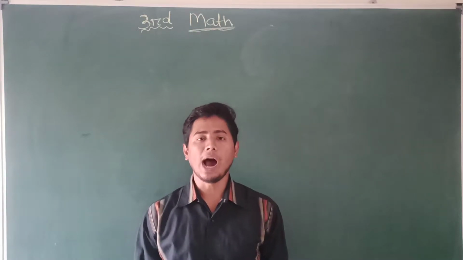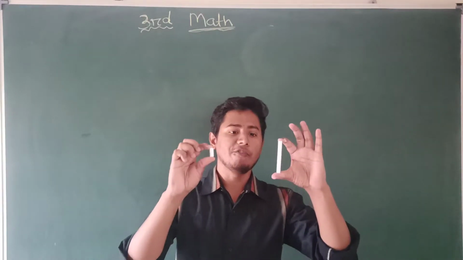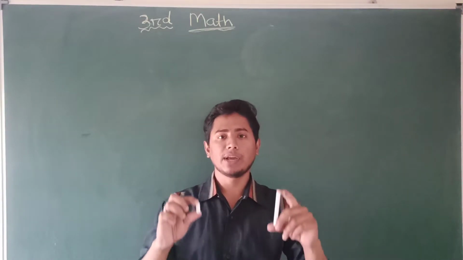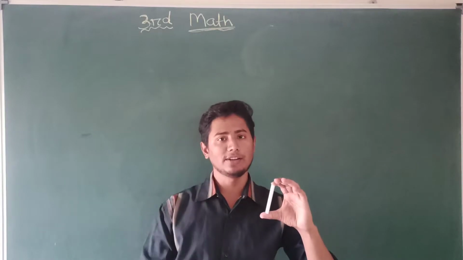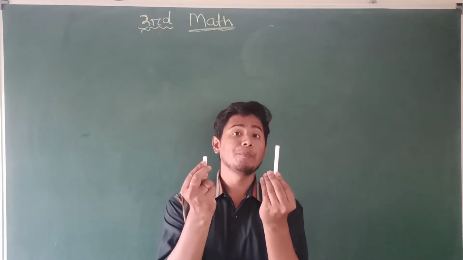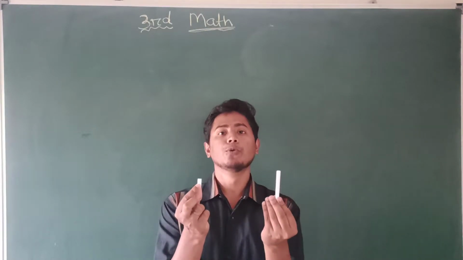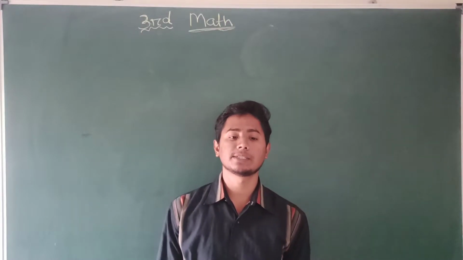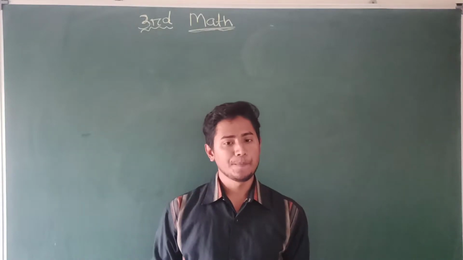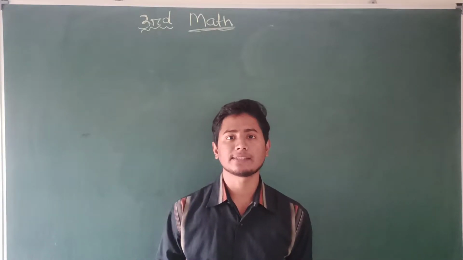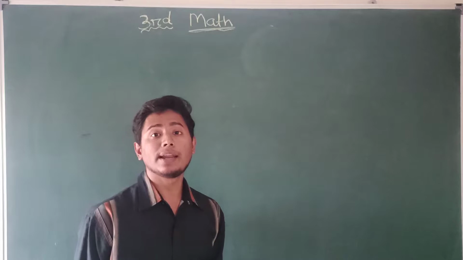Am I right? So how can you know this is bigger and this is smaller? When you compare between two chalks, then you can identify which one is bigger and which one is smaller. So by seeing these two chalks you can tell. The same thing happens in the case of numbers. So today we are going to learn about comparing of numbers.